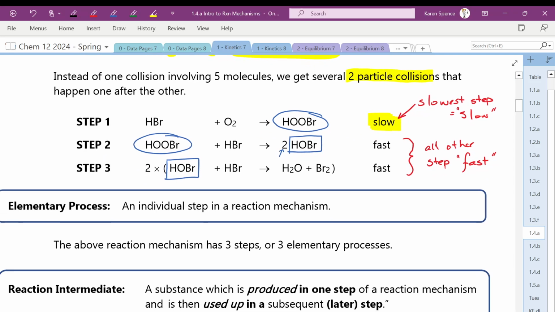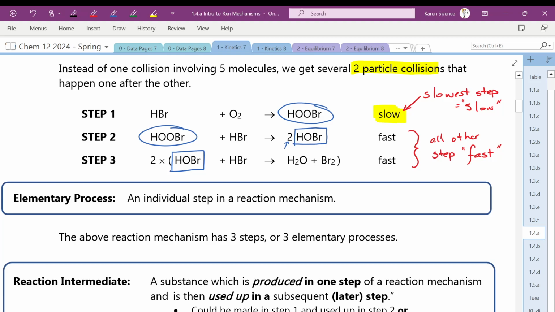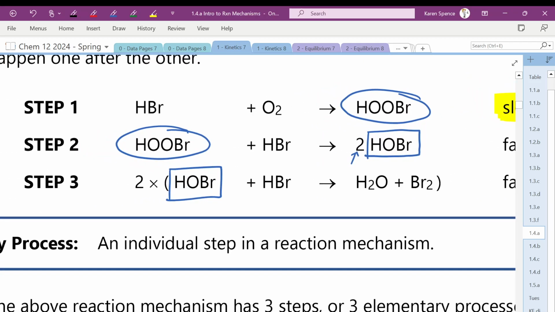So an elementary process is just a name for an individual step. Step 1 would be an elementary process. Step 2 would be an elementary process. How did the HOBr plus the HBr become 2 HOBr? Well, I've got 2 H's. I got 2 O's. And I got a Br and I got a Br.